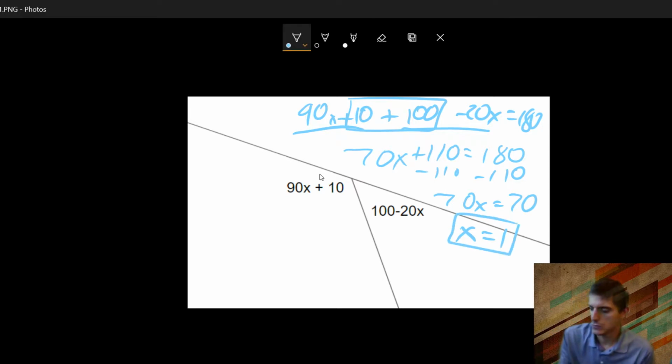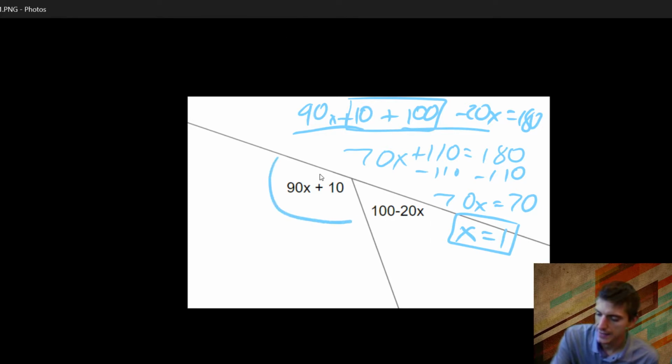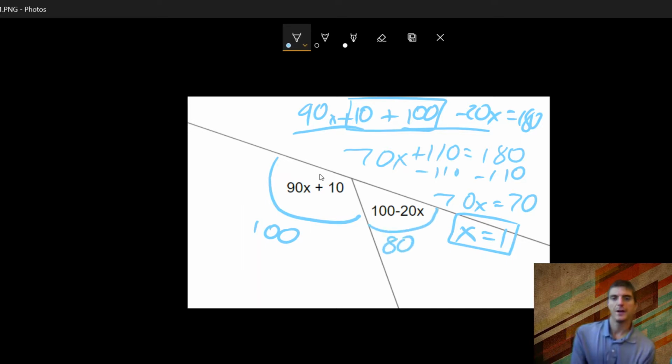I can plug this back in to check it out. If x is 1, then this angle right here is 100, and this angle right here would be 80. Those two angles add up to 180, so they do make a linear pair, and everything worked out great.